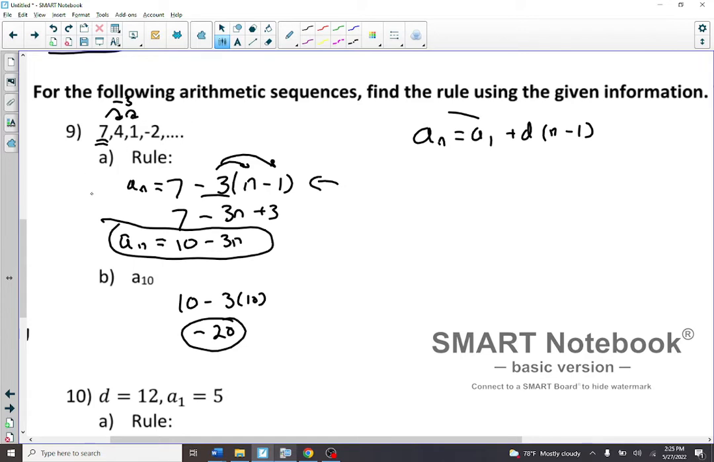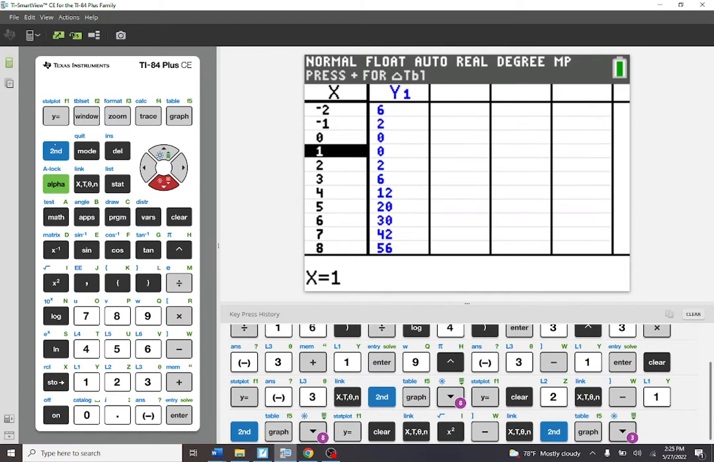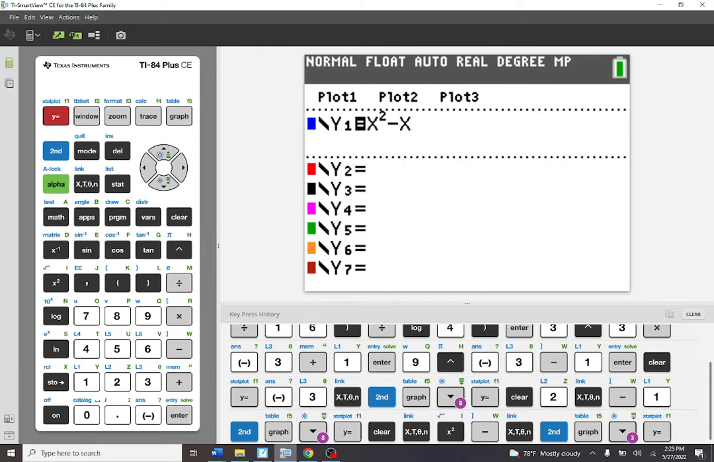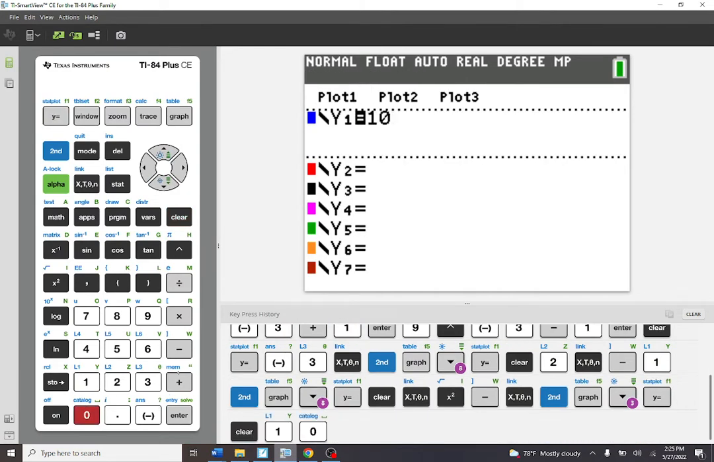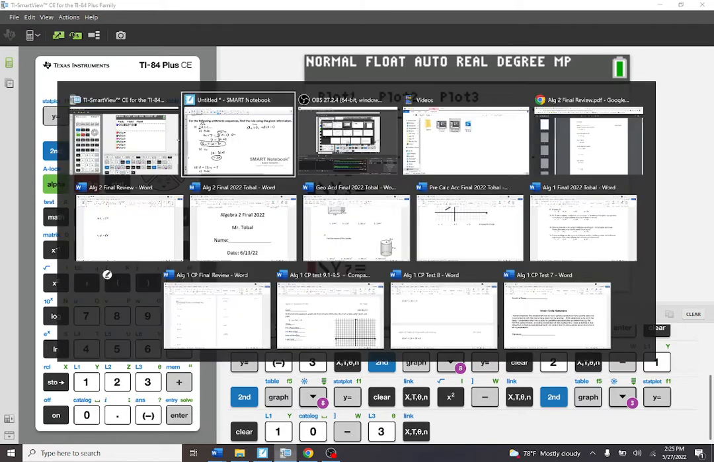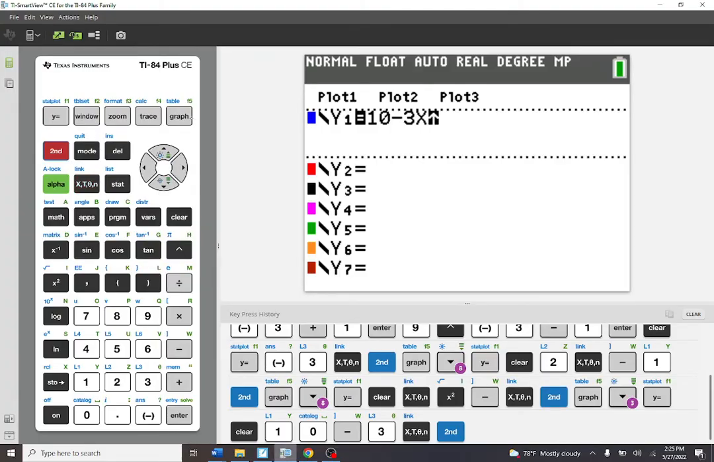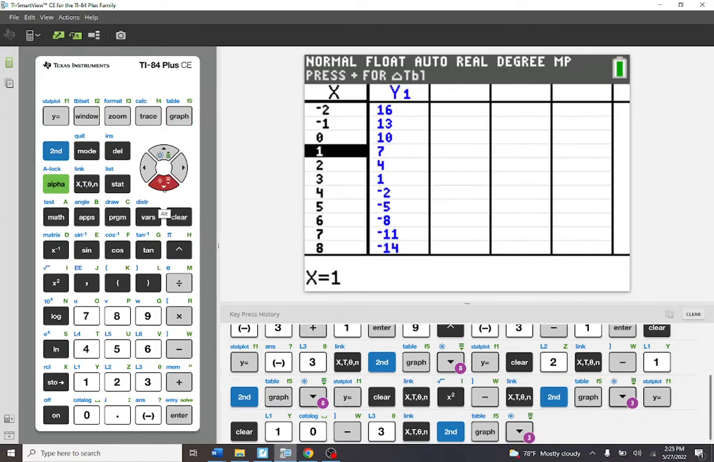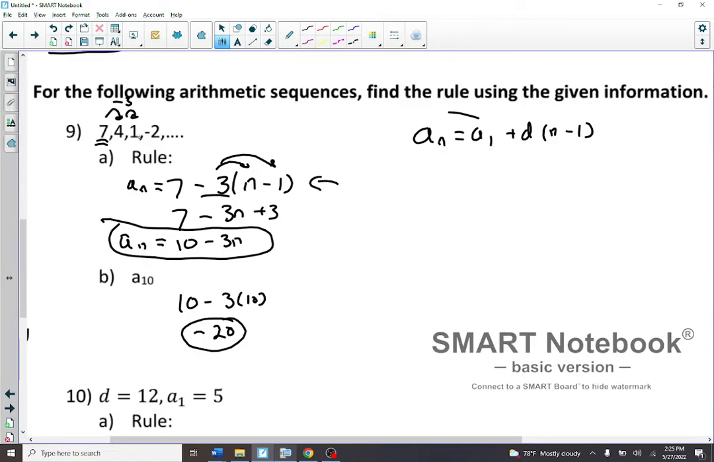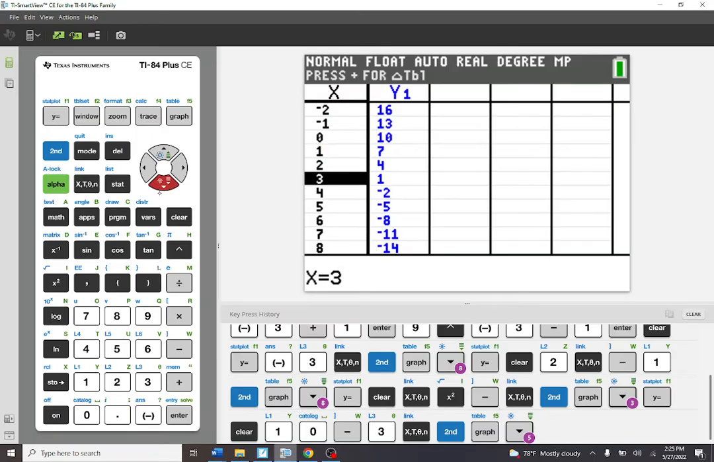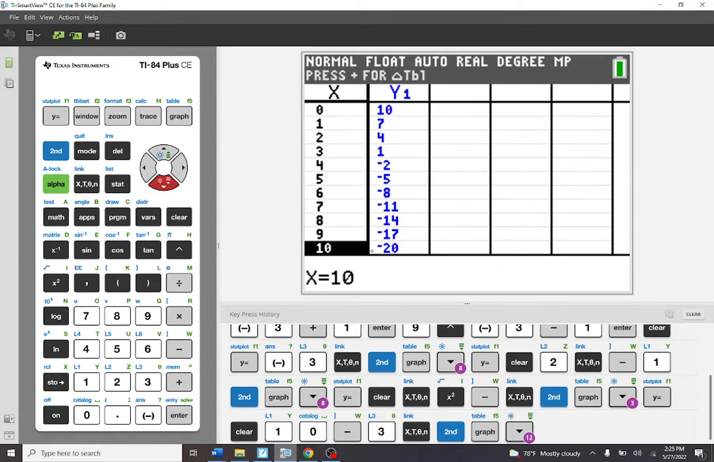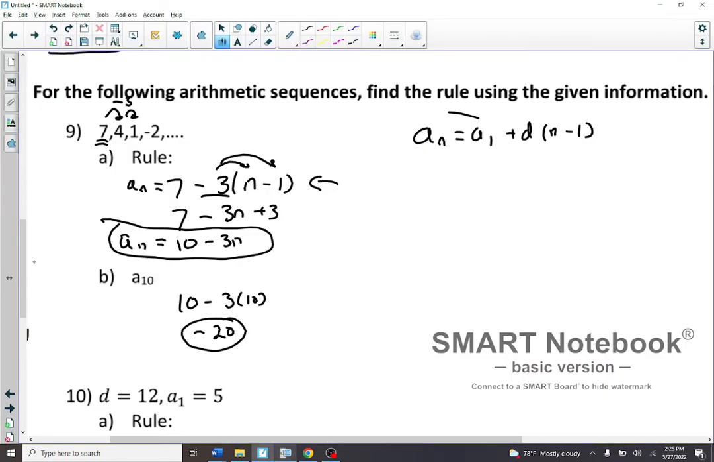You could also, if you have the equation, 10 minus 3n, you could just do 10 minus 3 times x in the calculator. If you put second table, first off, you should see 1 is 4, 2 is 7, 3 is 1. So your pattern matches. And then I can scroll down all the way to 10, see it's negative 20. Okay?